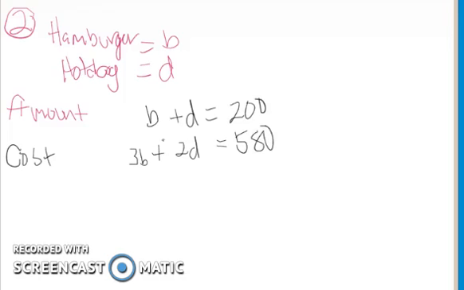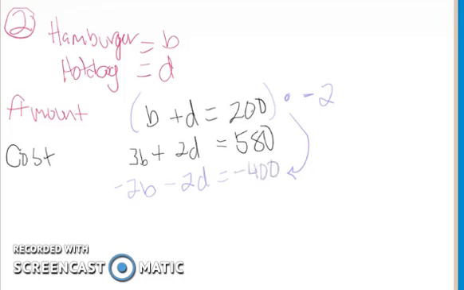Just like our last problem, we do not have the same coefficient. I want to find out how many hamburgers they sold, so we want the dogs to cancel out. So in this situation, we're going to go ahead and multiply by a negative. I want dogs to cancel out, so I'm going to multiply by a negative 2. Rewrite that equation. You get negative 2b minus 2d equals negative 400.